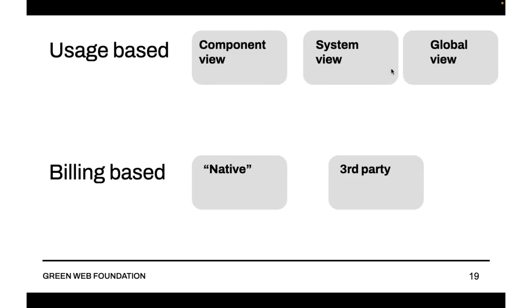Then finally, there's a kind of global view, which basically looks at some of this and says, what proportion of my use makes up the global footprint of all of the stuff, and what share of it belongs to me? Those are some of the tools you'll probably first start with. The thing to bear in mind is when you look at billing, there's native and third party. I'll explain these in a bit more detail.